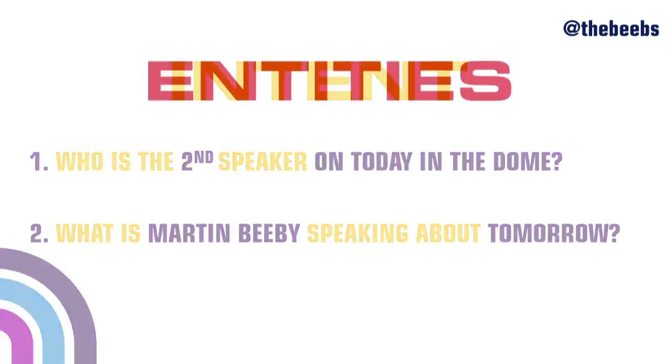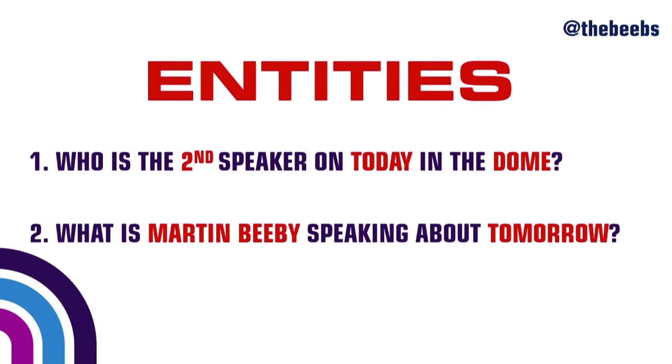Then there are entities in those questions as well. This isn't what the person's asking, but extra pieces of information. On the first one, it's the second on today in the Dome. Second being an ordinal, like first, second, third. Today being a date. It needs to recognise that today means a date, and then also convert it into a date for me. What does today mean in reference to when I'm asking the question? And the Dome, I need to recognise that as a theatre, even though it doesn't know what a theatre is. I also need Lewis to understand, on the second question, that Martin Beebe is a person, because then I can search for that speaker.